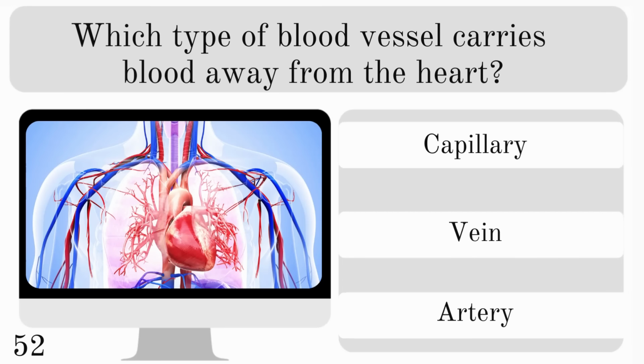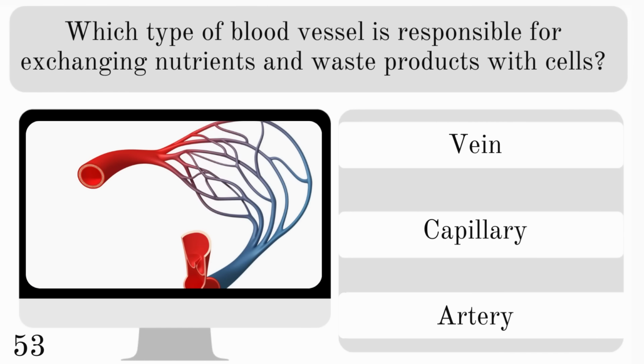Which type of blood vessel carries blood away from the heart? Capillary, vein, or artery? And if you're American, I'm sorry, that's just how we say capillary in the UK. The correct answer, artery. Which type of blood vessel is responsible for exchanging nutrients and waste products with cells? Vein, capillary or artery?